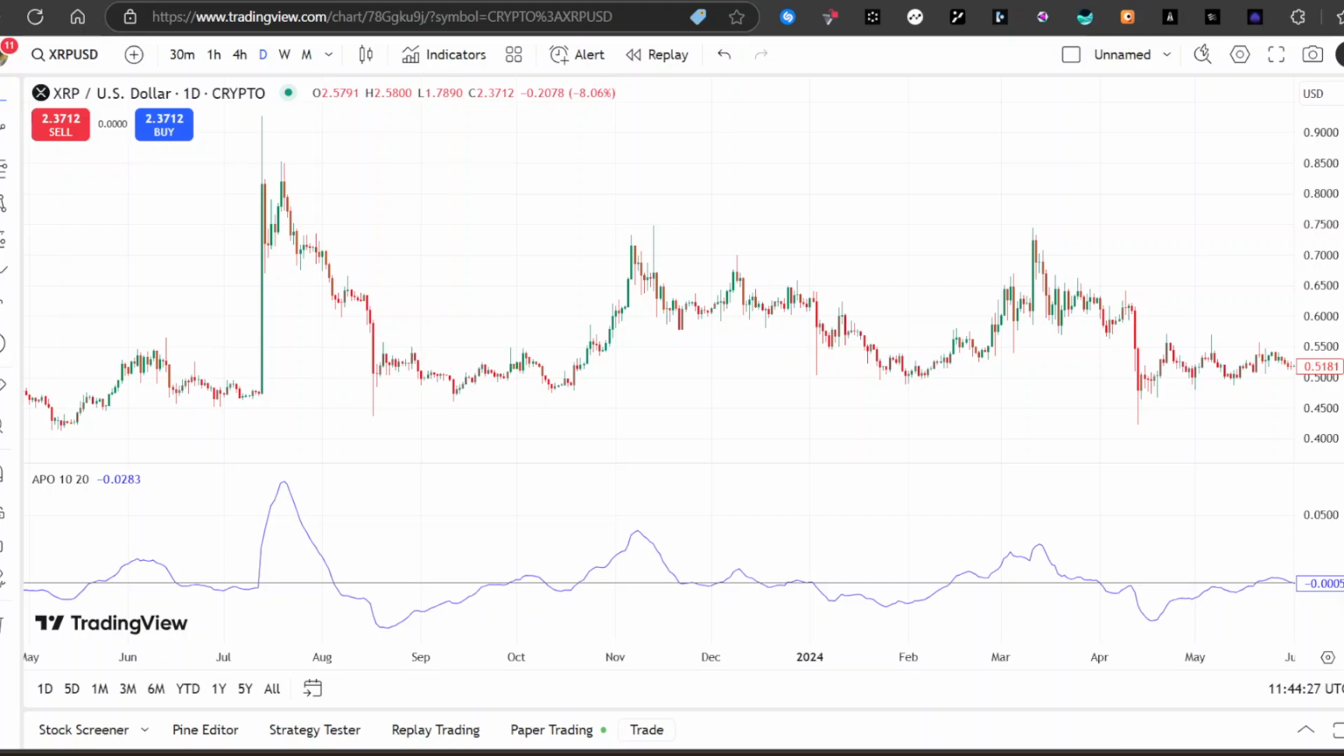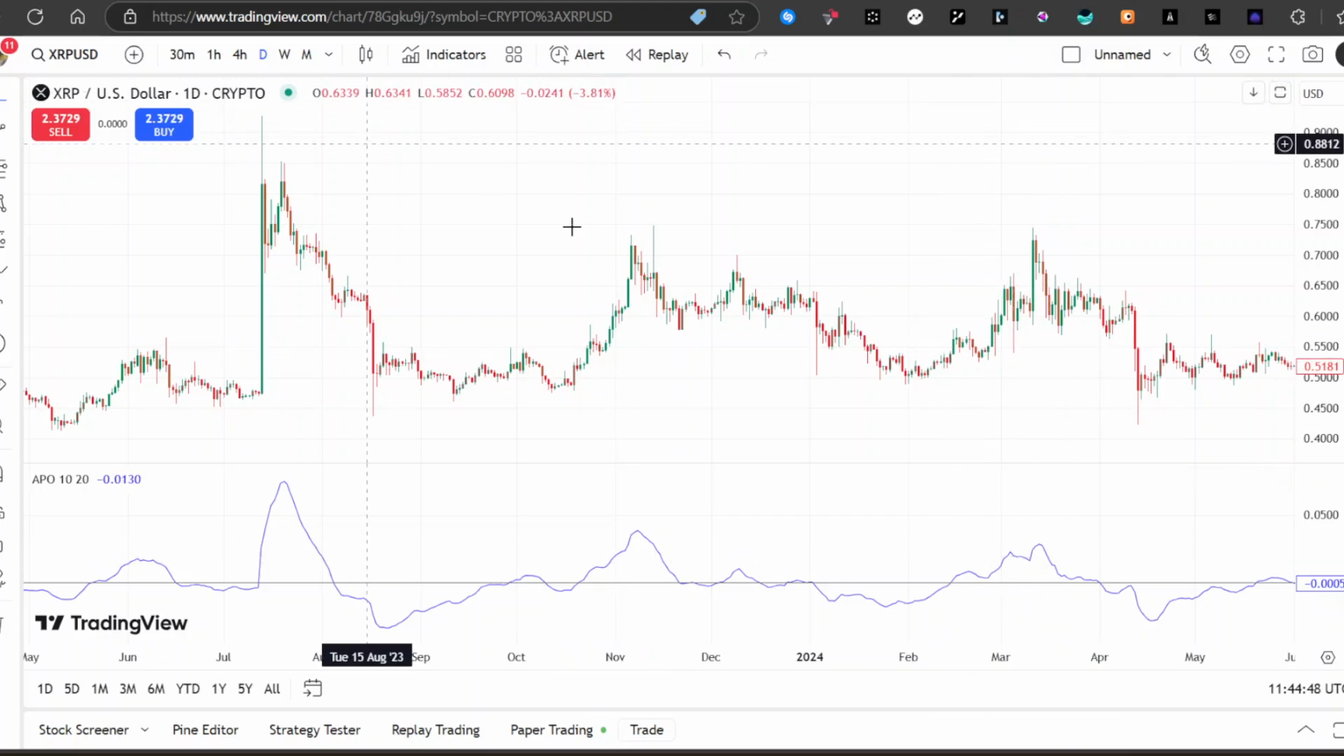Now, you might be wondering, why should I use the APO in my trading? Now, here's how it helps. The first is for trend confirmation. Now, the APO can be used to confirm whether a trend is strong or weak. When the APO line is above zero, it indicates positive momentum and the market is in an uptrend.